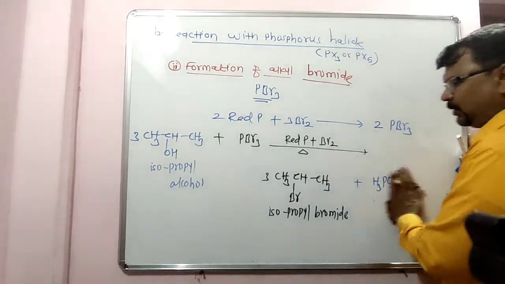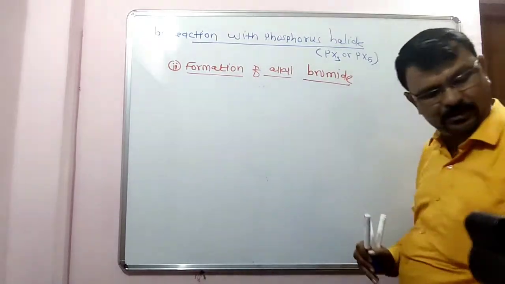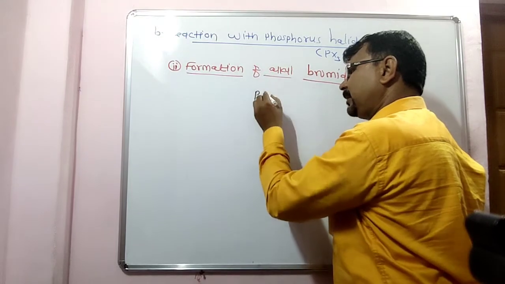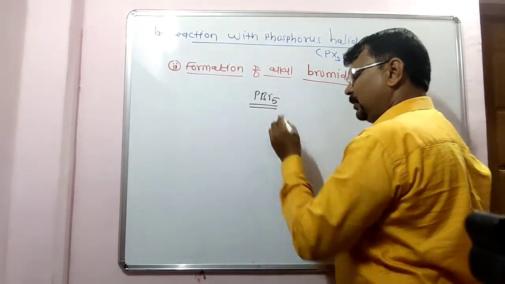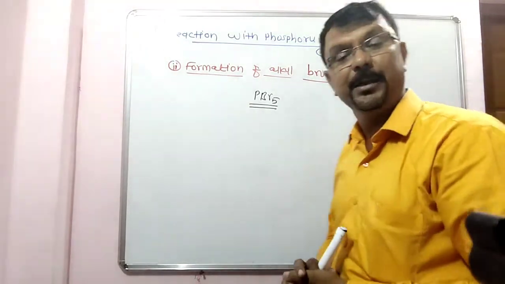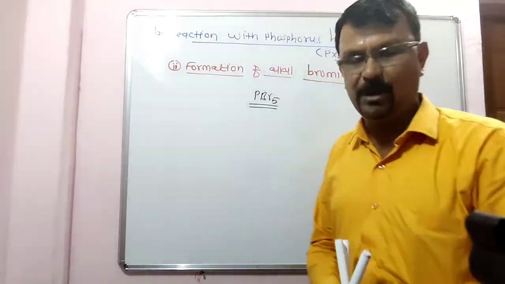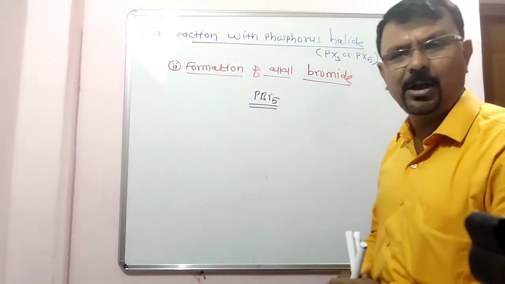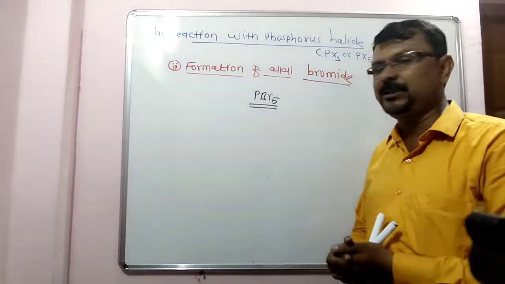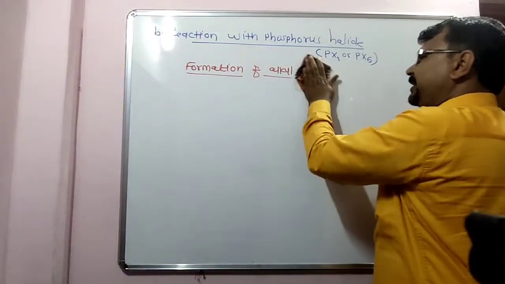Correct? Okay. Look here, next reaction is PBr5. PBr5 does not exist. Therefore, there is no reaction of phosphorus pentabromide, because PBr5 does not exist. Correct?